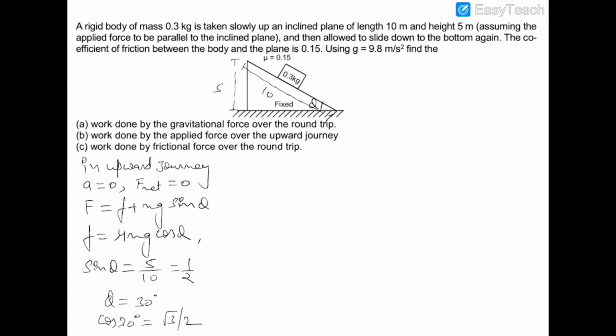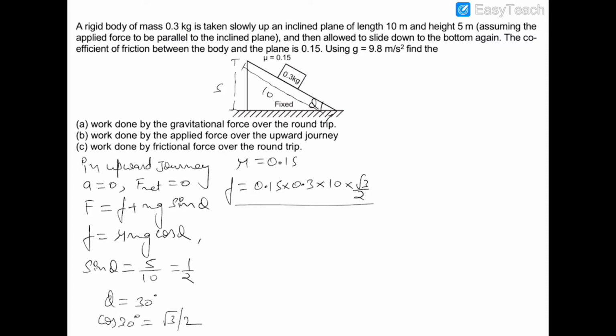Now the coefficient of friction mu is given as 0.15. Therefore the friction will be 0.15 into m, which is 0.3, into g, which is 10, and cos theta is root 3 by 2. Now you can calculate easily the value of friction from this equation, and we need to find out the work done by gravity in the round trip.